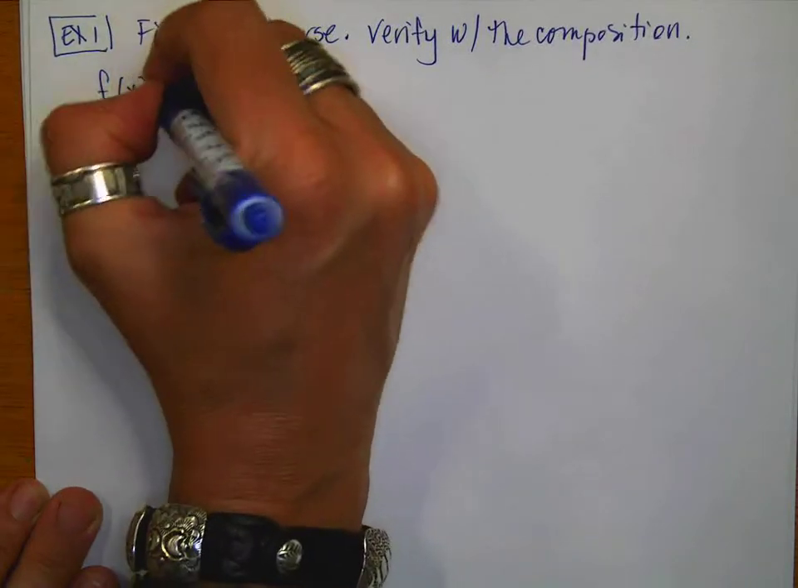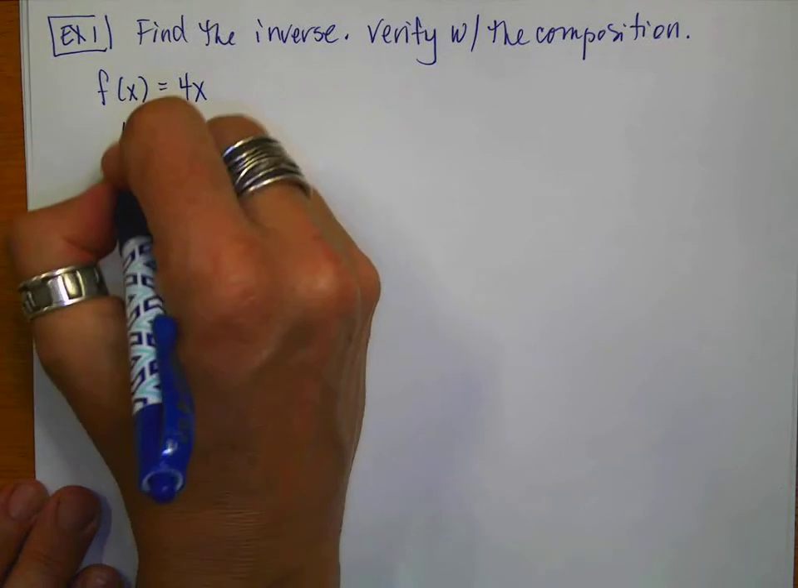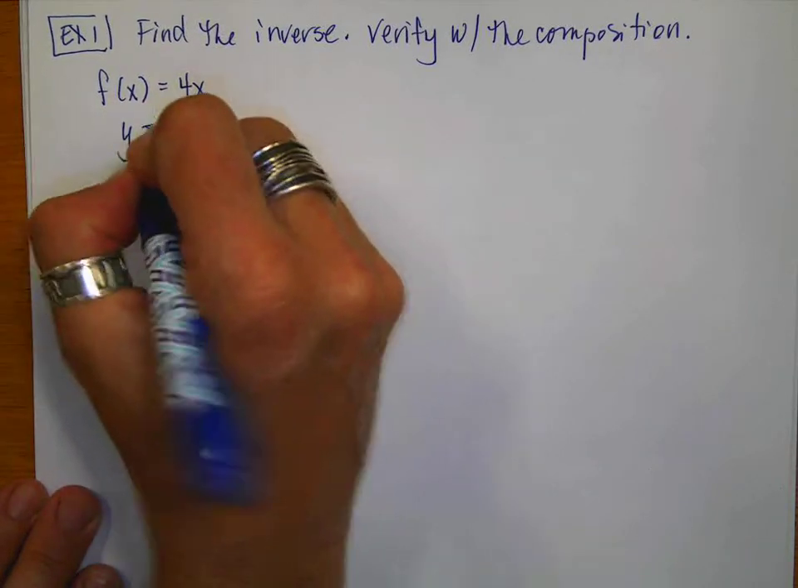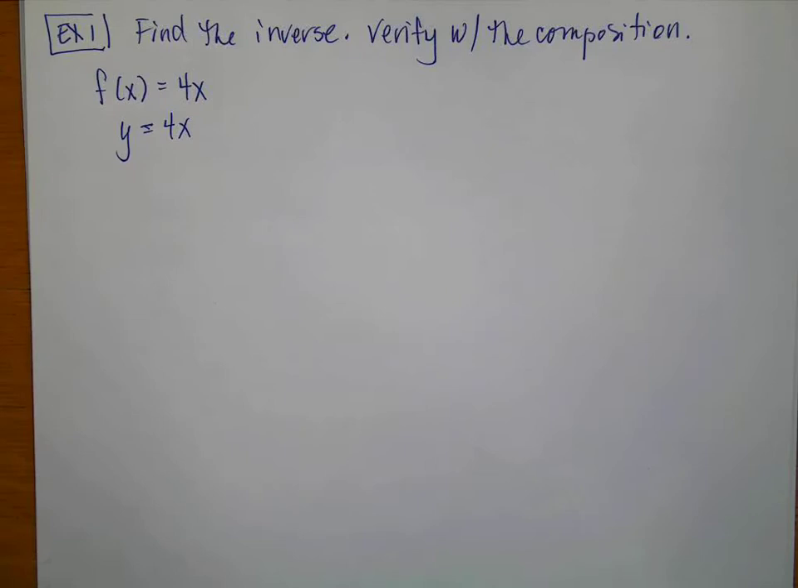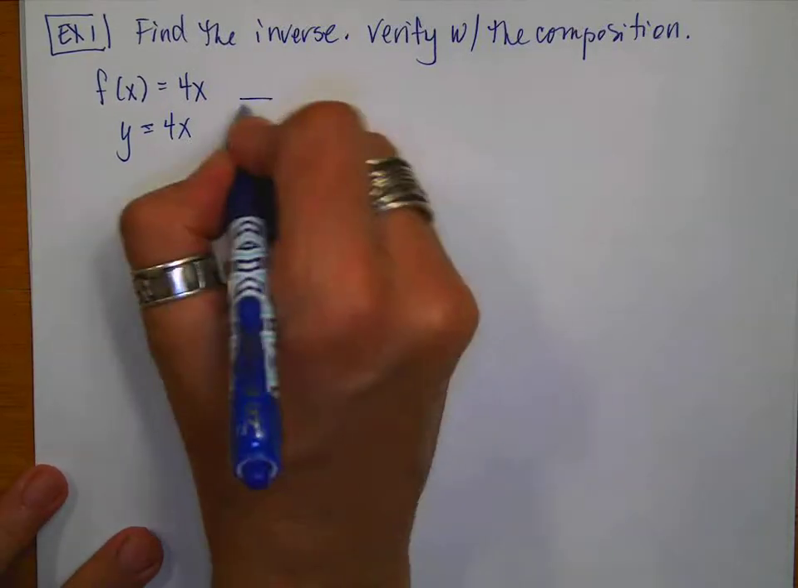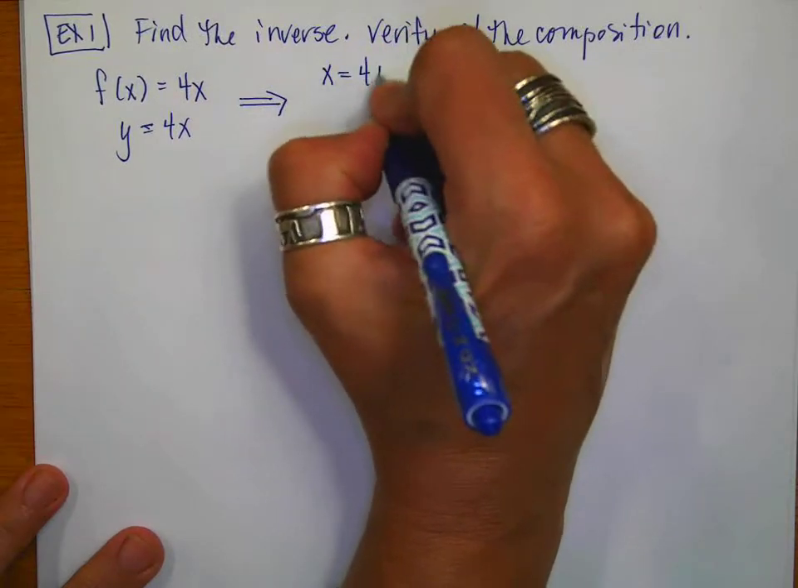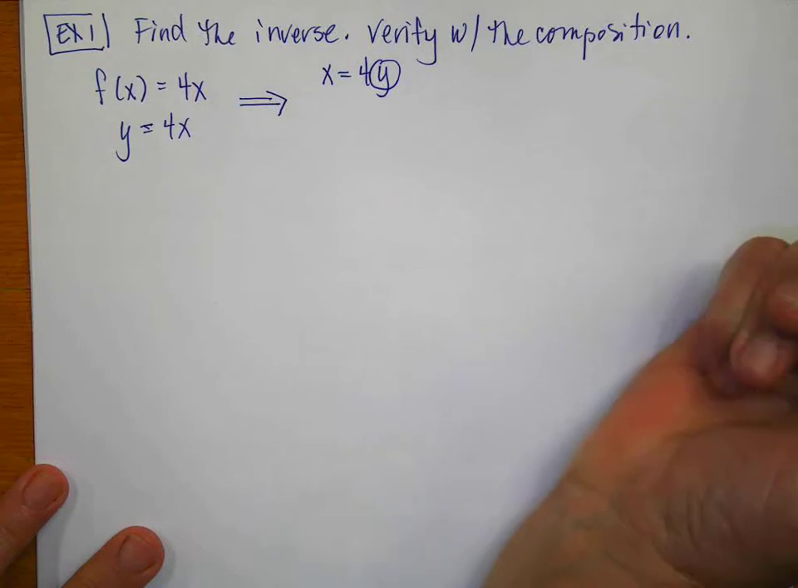So my first equation, f of x, is going to equal 4x. Sometimes I think it's helpful if you write y is equal to 4x, even though those two things mean the same thing. As I flip-flop the variables, it makes it a little bit easier. So then as I go to my inverse, I'm going to get x is equal to 4y.